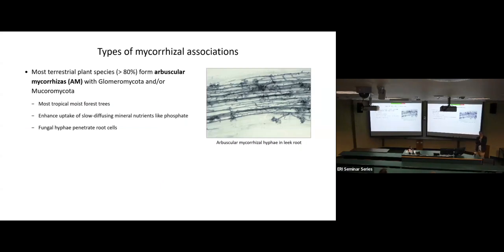I have to do a brief refresher here, I think, about mycorrhizal associations. I'll only talk about 2 types here, the 2 most widespread types. Most terrestrial plant species form arbuscular mycorrhizas with those fungal groups, although that figure is probably a bit too high. And that includes most tropical moist forest trees. The main benefit of arbuscular mycorrhizal infection seems to be enhanced access to nutrients, since it greatly increases the absorptive surface of the plant. So there's enhanced uptake of mineral nutrients like phosphate that don't diffuse very far in the soil.